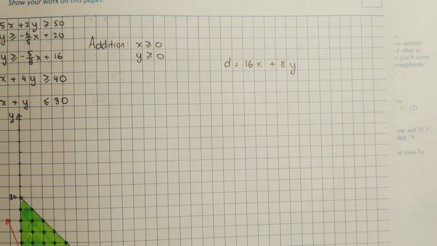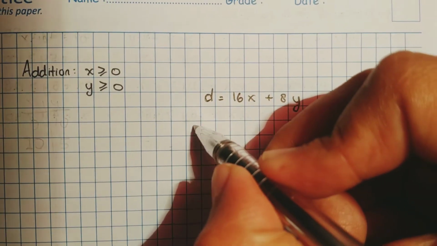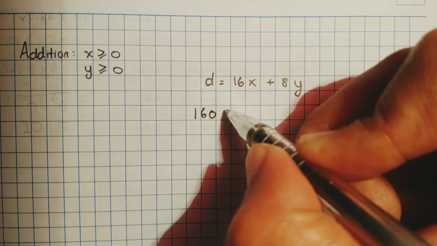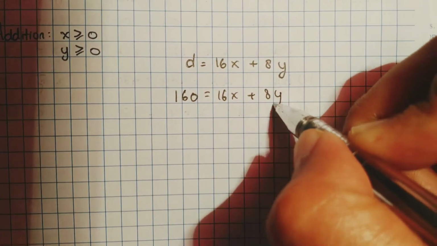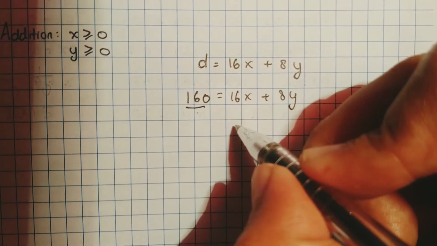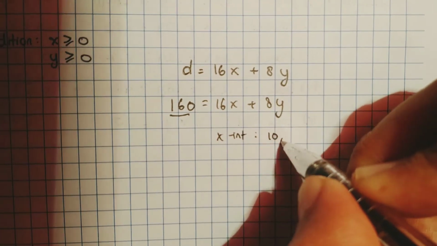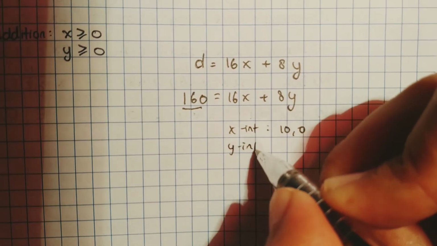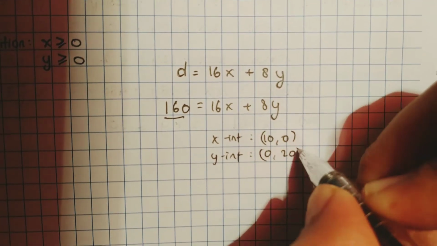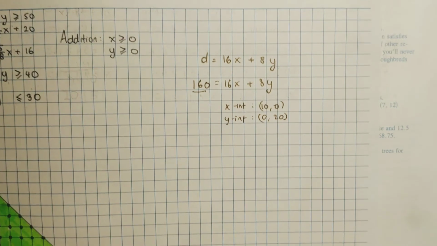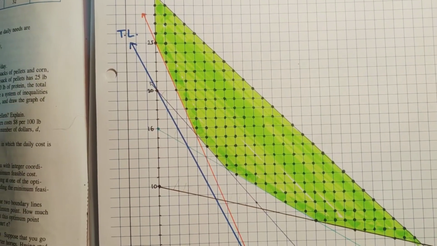So let's just use the testing line, and I will use the assumption that the dollar is 160, since I want to divide both by 16. Okay, I use 160. So with that, the x-intercept will be 10, 0, and the y-intercept will be 0, 20. So let's graph this testing line. So this is the testing line. Well, actually it's outside the feasible region, but it's okay.